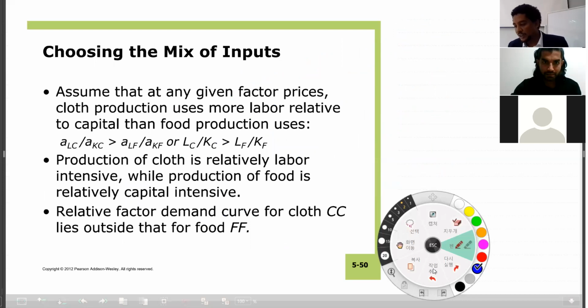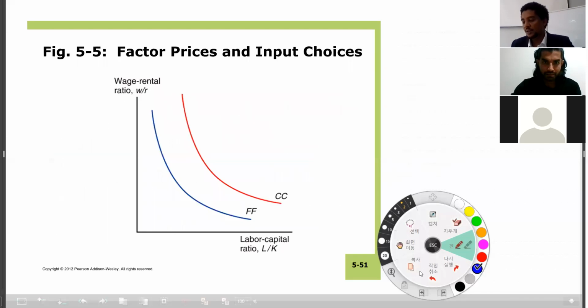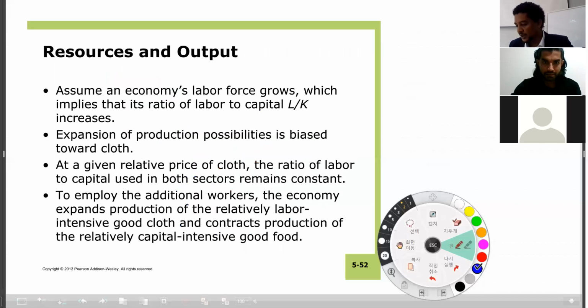And assume that at any given factor prices, clothes production uses more labor relative to capital than food production uses. Then production of clothes is relatively labor intensive, as we have said, while production of food is relatively capital intensive. So the relative factor demand curve for clothes, TC, lies outside of the food production. Okay, if capital is less expensive, or rental is less expensive and wage is higher. So this graph just shows the production of food and clothes.